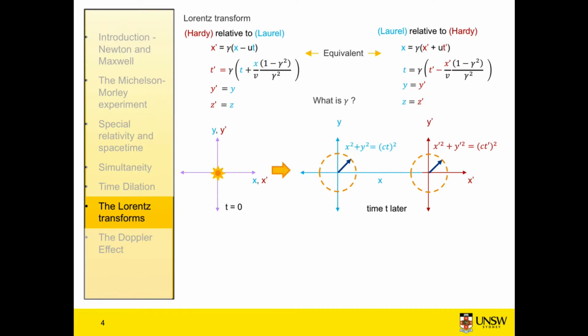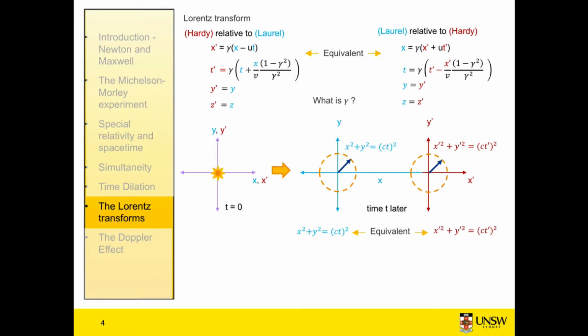We also know that light has travelled, in some time t, a distance equal to the speed of light times that time. So we know that r is equal to ct. So ct is the hypotenuse of our position triangle. That gives us the equation in both reference frames that x squared plus y squared is equal to ct squared. And in the red reference frame, x dash squared plus y dash squared is equal to ct dash squared.